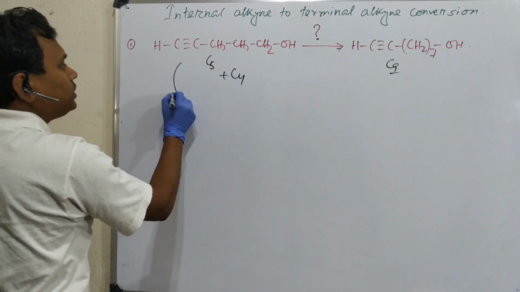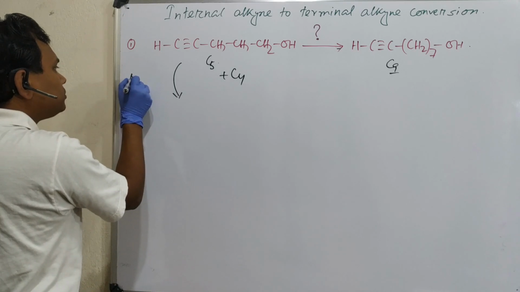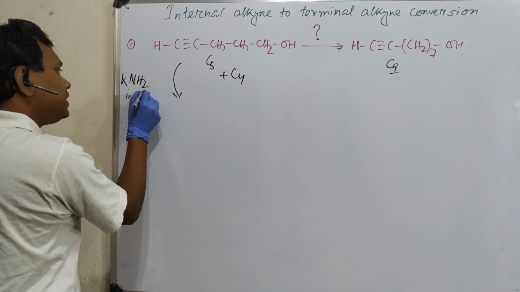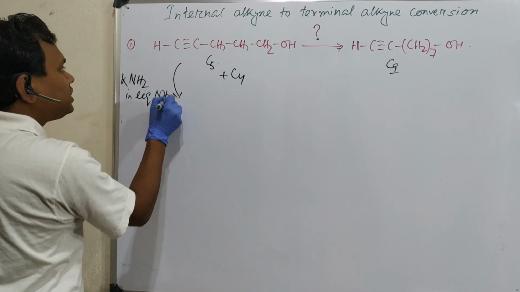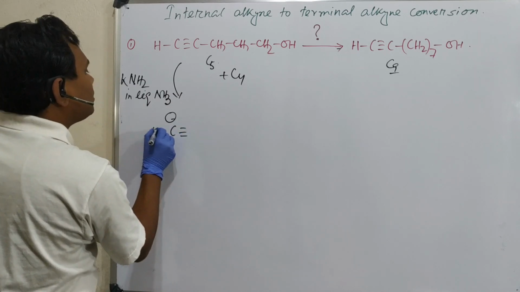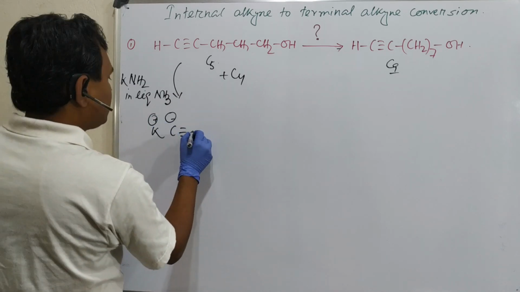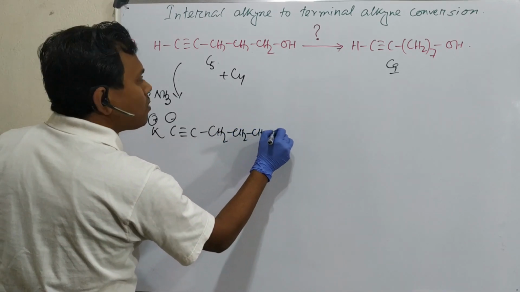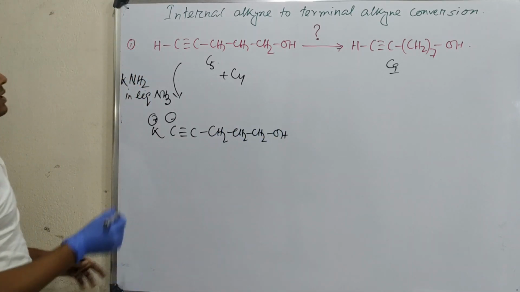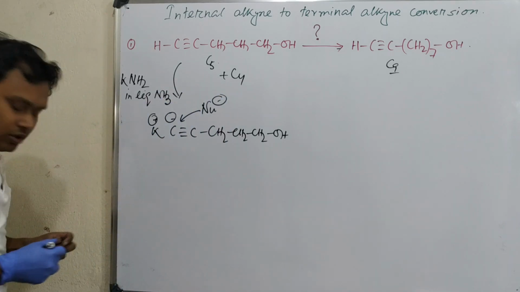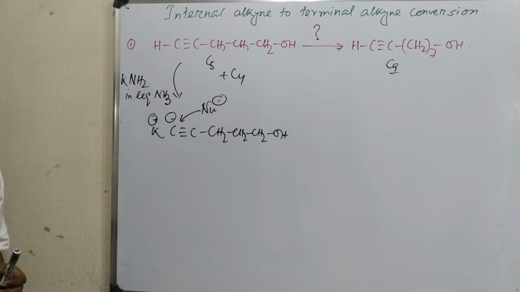How? So we know that KNH2, this potassium amide in liquid ammonia, generates the carbanion, meaning this is C minus, K plus, with CH2, CH2, CH2, OH. I am doing this fast. Now see, this is a nucleophile, a carbon-based nucleophile. So what can it do? It can attack an electrophile.